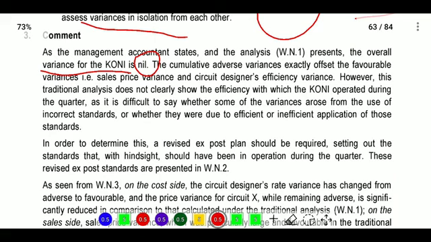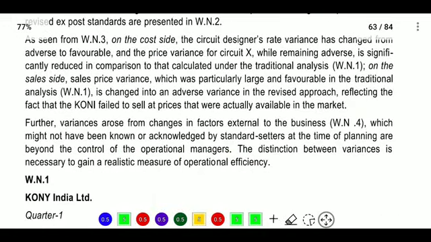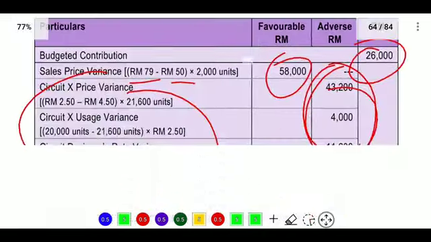Next, the cumulative adverse variances exactly offset the favorable variances, that is the sales price variances and the circuit designers' efficiency variances. So we do not have any problem, because we have set off. How are we set off? We see here that we are set off.